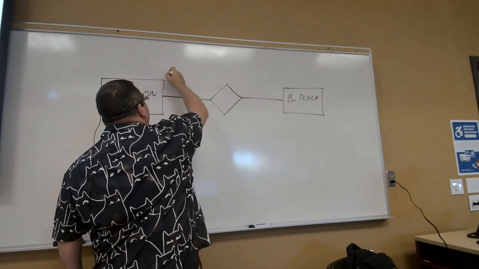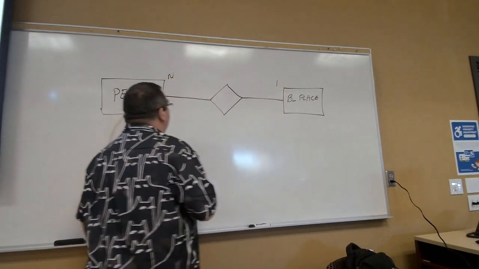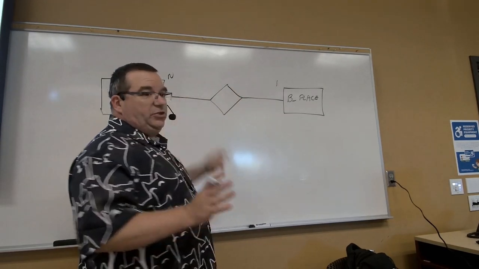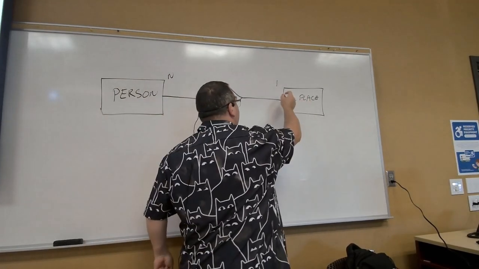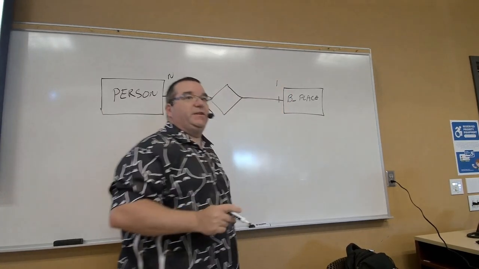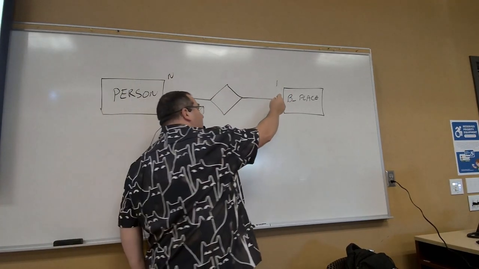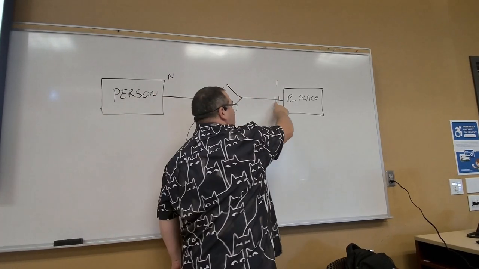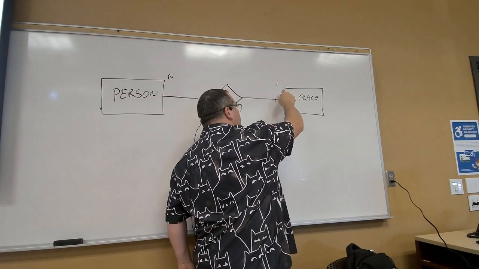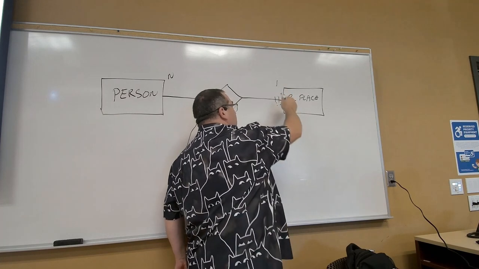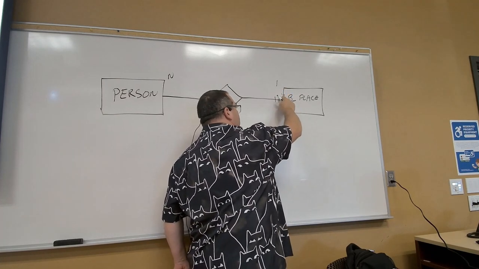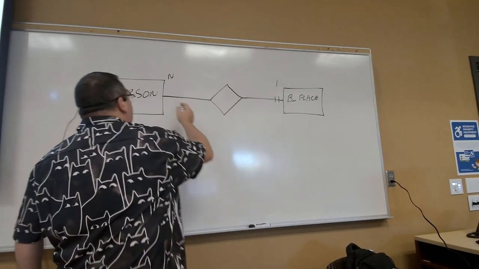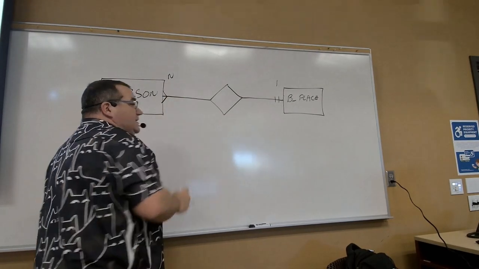Each person has one birthplace. Each birthplace can have many people. So the way we do it with crow's foot would be each person has one birthplace and they must have a birthplace. So the symbol closest here, so this guy to here, means the maximum. This one is the minimum. Now on the other side, we can say many.